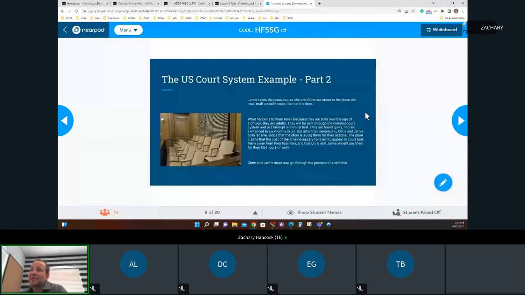But after their sentencing, Chris and Jamie both received notice that the store is suing them for their actions. The store claims that the cost and the time necessary for them to appear in court took them away from their business, and that Chris and Jamie should pay them for their lost hours. Chris and Jamie must now go through the process of a civil trial as well. Okay. Not good, right? Let's just purchase things and not try to steal them.